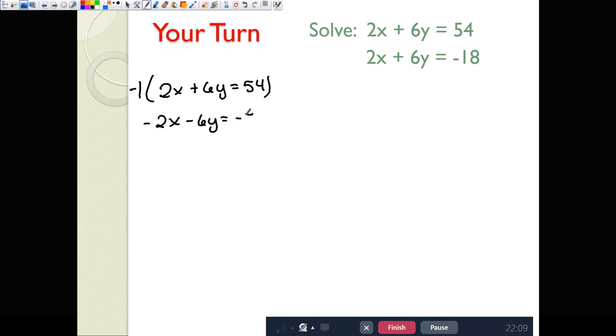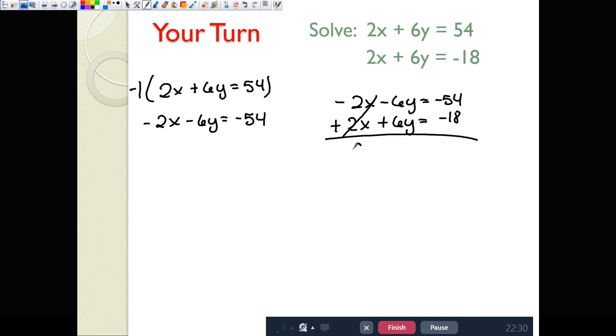So I'm going to set up my problem. So I have negative 2x minus 6y equals negative 54, and then my bottom equation, which is 2x plus 6y equals negative 18. So negative 2x plus 2x is 0. And negative 6y plus 6y is 0. And negative 54 minus 18 is negative 72. No solution.